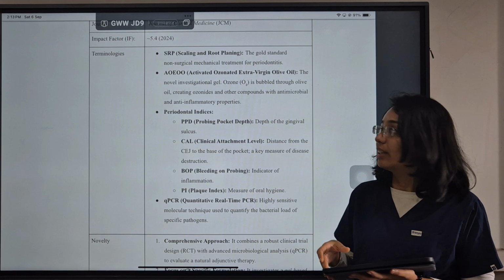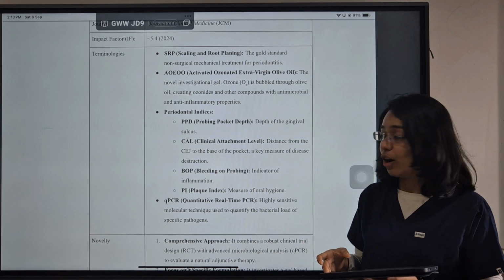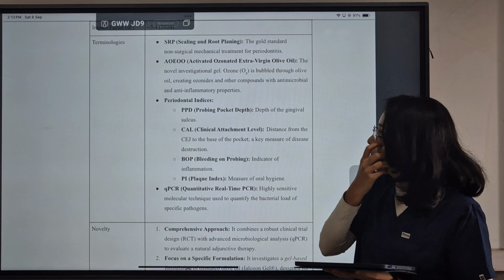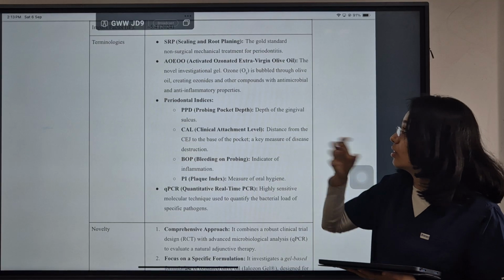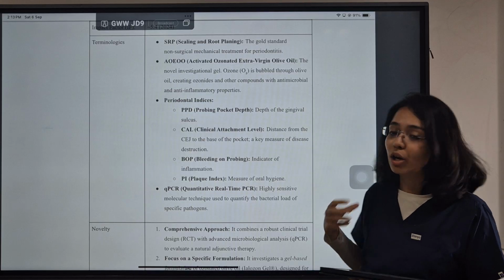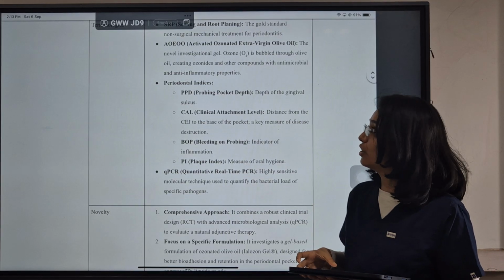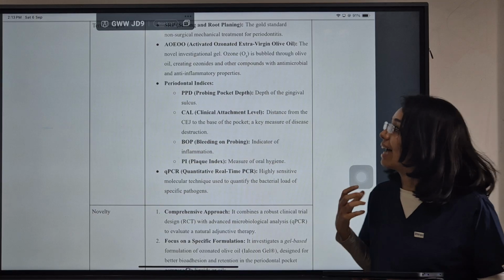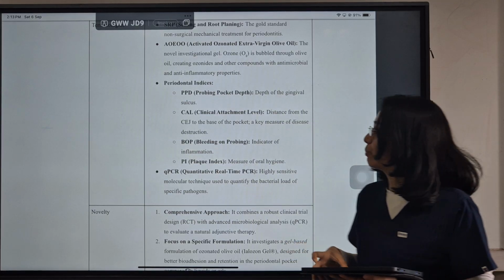AOE, it is activated ozonated extra virgin olive oil. So it is a novel investigational gel. The ozone is incorporated into it, and it is bubbled through the olive oil, which creates ozonoids and other compounds with antimicrobial and anti-inflammatory properties.